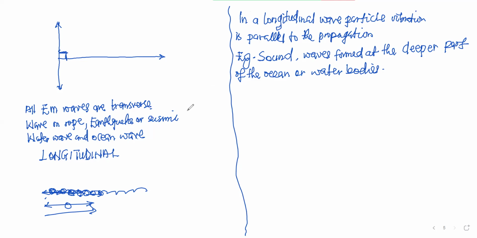Then let's look at the wave profile. How does a wave look like? So with the transverse waves, it means that all the electromagnetic waves are transverse waves, but just some of the mechanical waves can be found under the transverse waves.